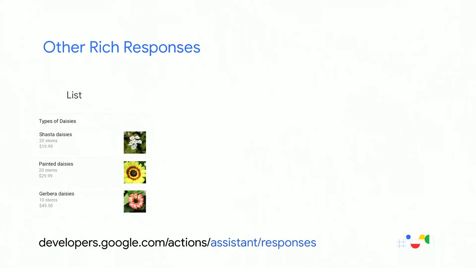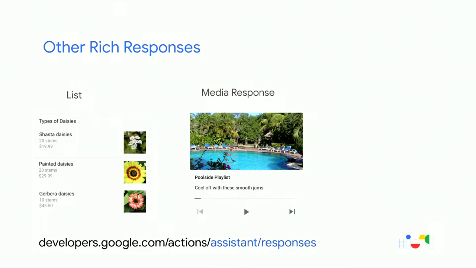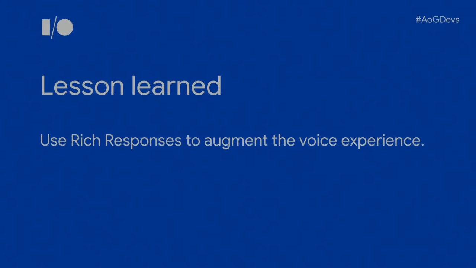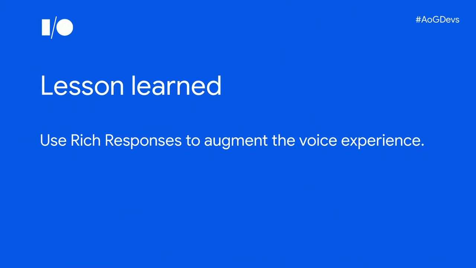First is lists. Lists are pretty much like carousel, except you can show more items. A media response really allows you to play a long audio file and let the user navigate the audio file. Table, on the other hand, can allow you to display information in row or column format. We have more resources at the end of the presentation to show you how to use each of them. The lessons to be learned here are two things. Make sure you engage with your user on a visual level. The second one is to provide a natural progressive discovery without being so explicit by using rich responses.